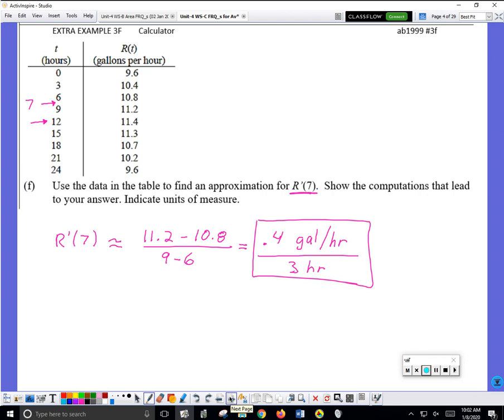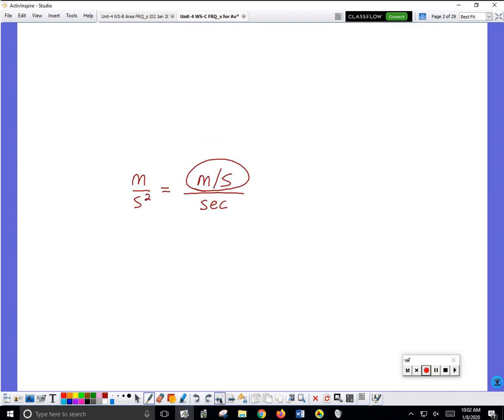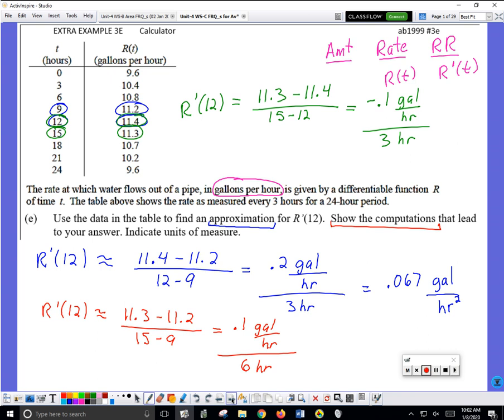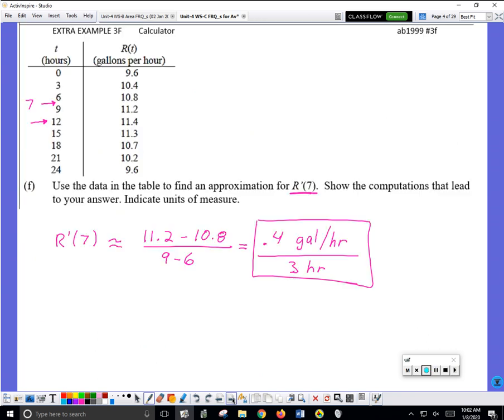So, raise your hand and tell me what's different between the problem we just did versus this problem. Yeah, this one's asking for R prime of 7, the other asks for R prime of 12, but there's a bigger difference. Hands up, come on, who sees the difference? The table's exactly the same. One asks for R prime of 12, the other R prime of 7. What's the major difference between the two? You can talk to each other.